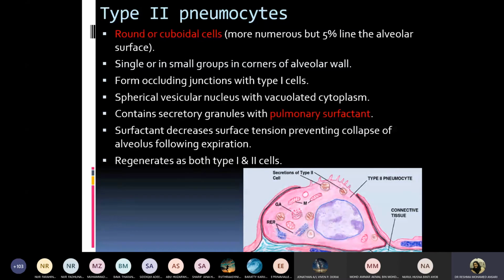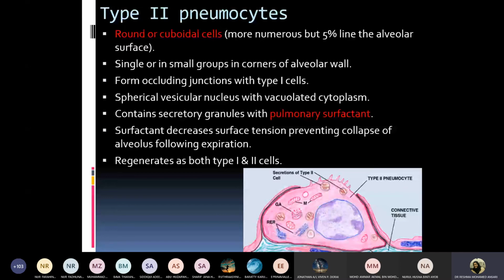Whereas when the pulmonary surfactant is very less, the alveoli open, but the moment we remove the air out, they collapse. So the next time I have to breathe in, I have to work very hard against closed alveoli. So without a pulmonary surfactant, the patient can go into respiratory distress. Plus, this also degenerates as type 1 and type 2 cells.